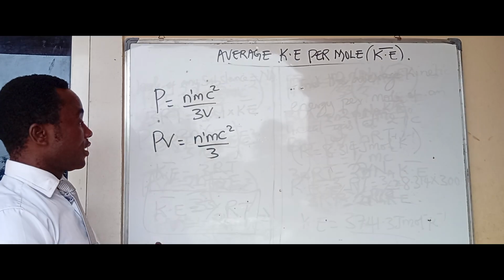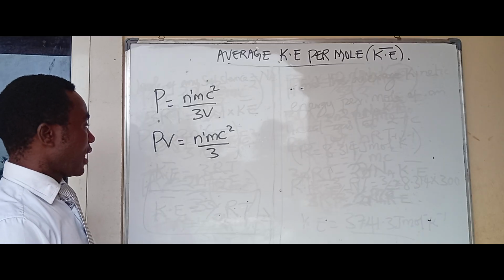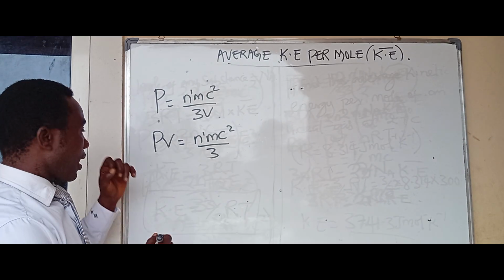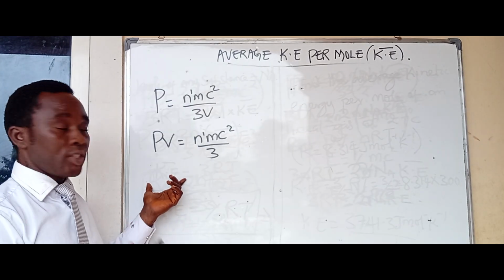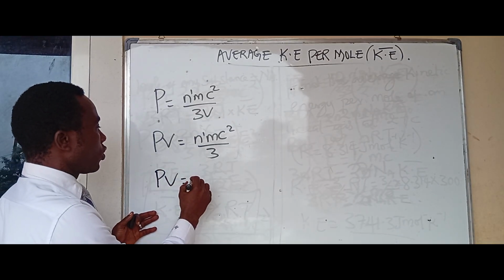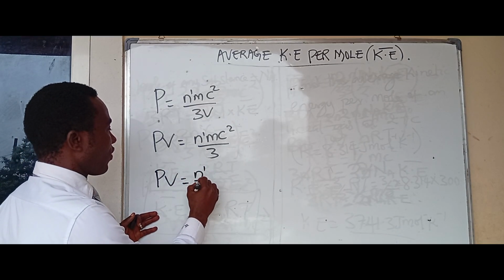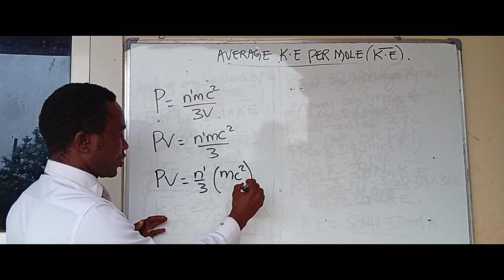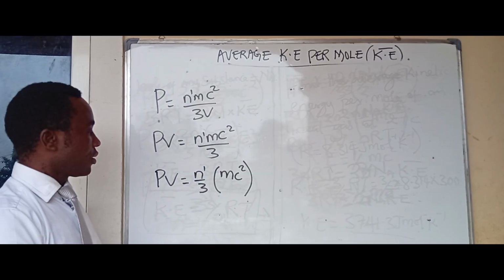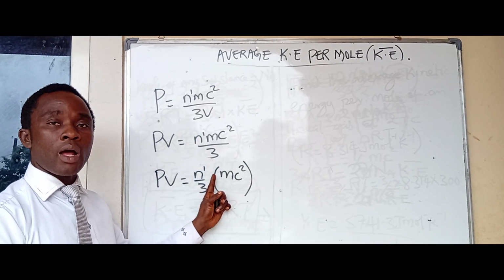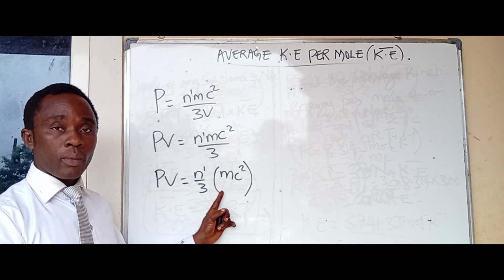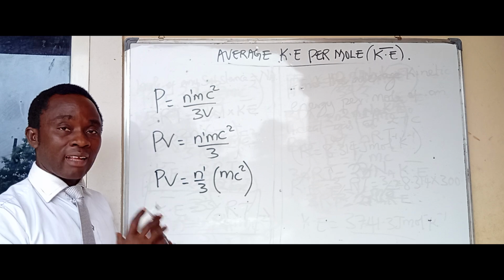Okay? When we have this, I believe that we can go further on our derivation. Now, I want to do some little arrangements. This can be written as PV is equal to N prime over 3, then multiplied by M C bar squared. Now, I want to introduce 2 at the numerator. I will also do the same thing for the denominator.